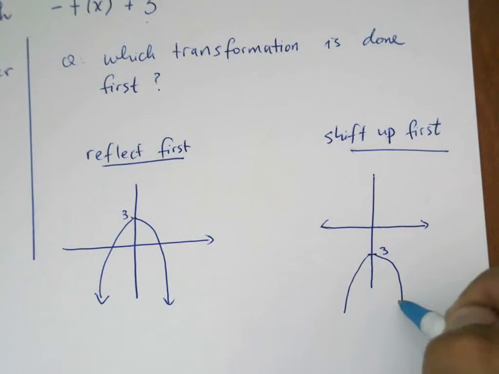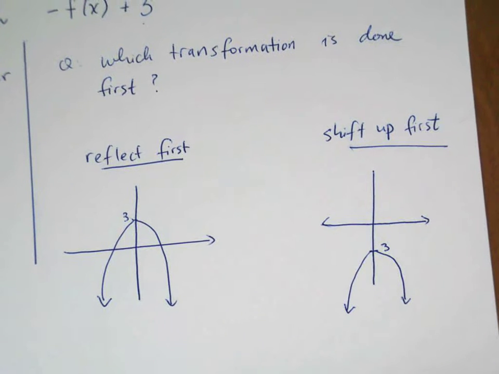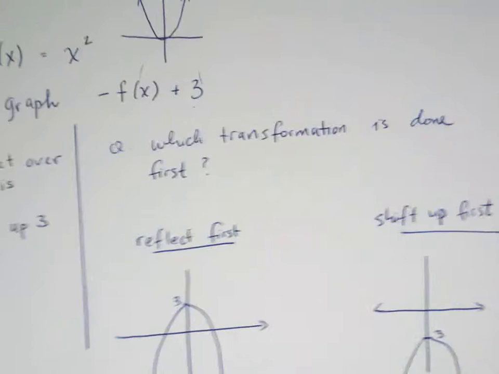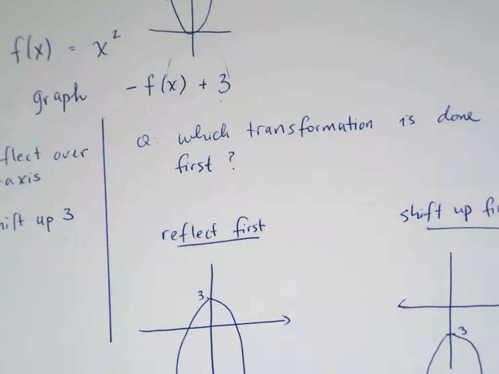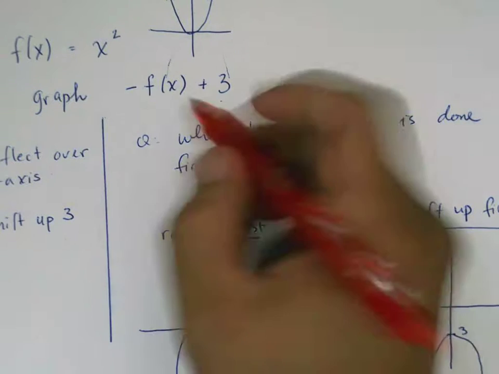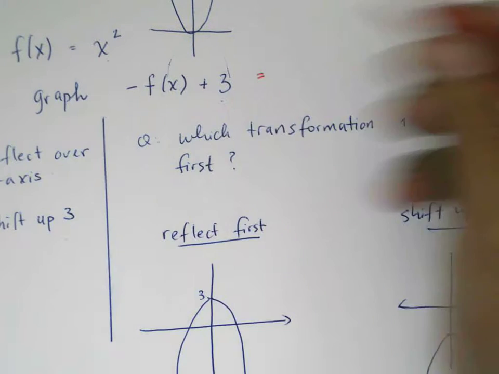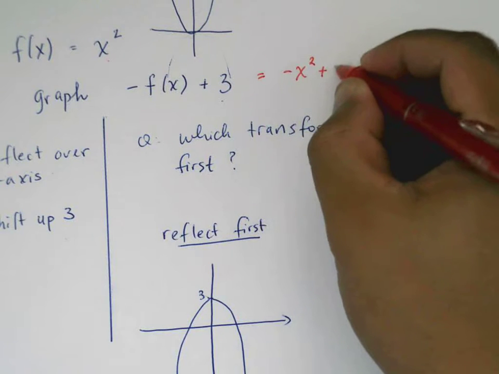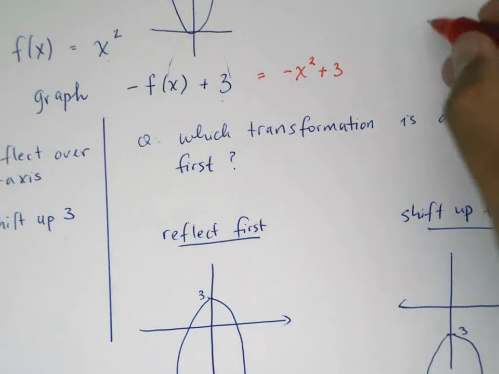Clearly it makes a difference, and what we want to know is which one is the right one. Luckily in this example, because we have an actual equation for the function, we can apply this rule to this particular function and see what happens. So this is going to be negative x squared plus 3. And if you were to graph this in your calculator, let me do that now.